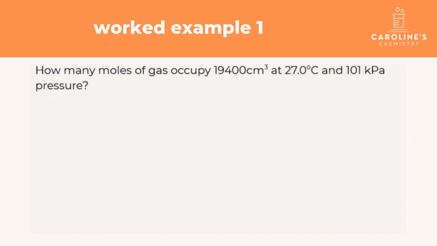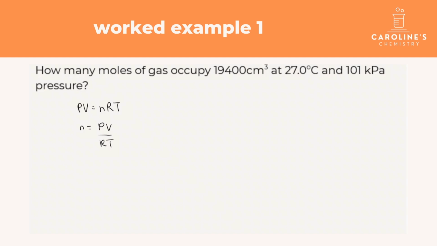So when we do ideal gas equations, we're always going to start with writing down the equation. So PV is equal to nRT. The question is asking us to find out how many moles. So now let's write the rearranged equation. For n, we're going to divide everything by RT, and that therefore equals moles equals PV over RT. So always show the rearranged equation so that you can get marks for it if you go wrong later on.